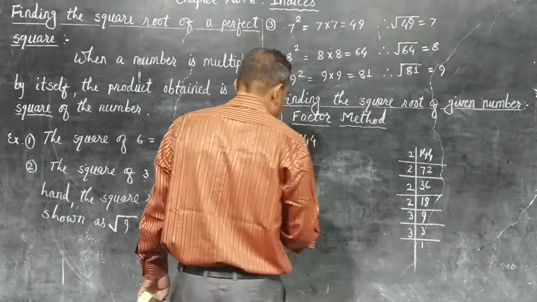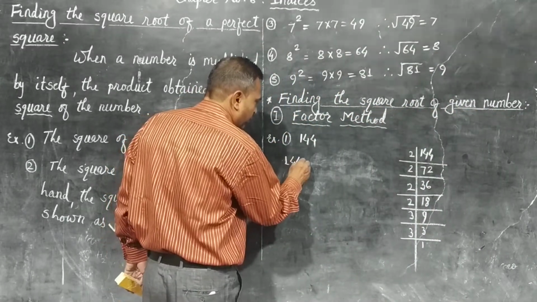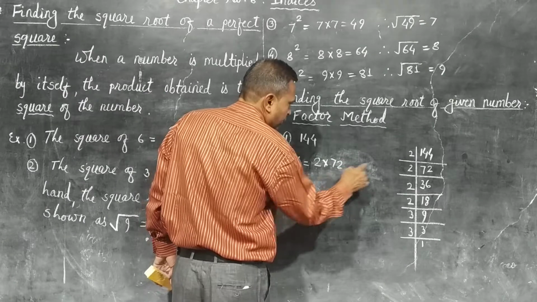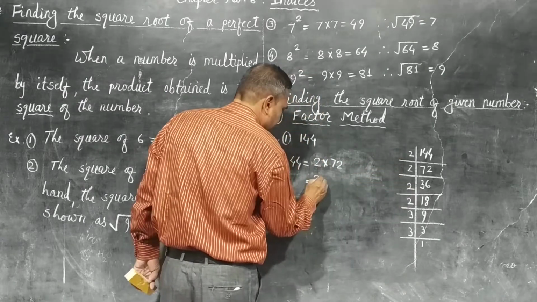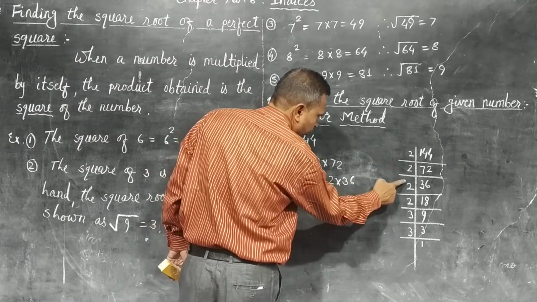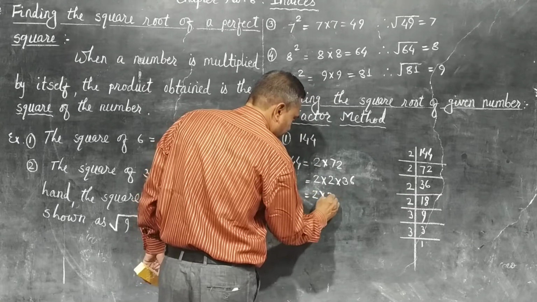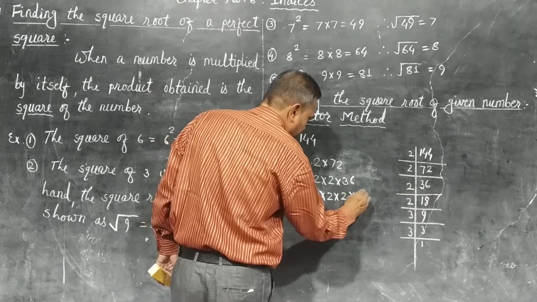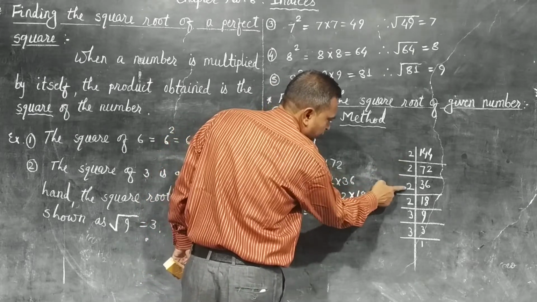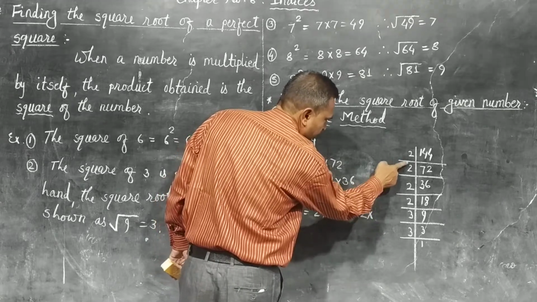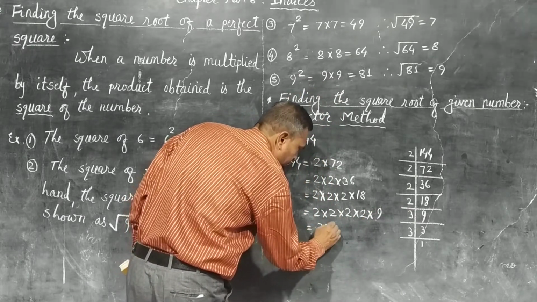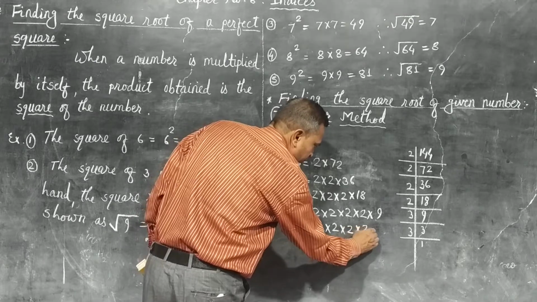Write in the horizontal way. 144 is equal to 2 into 72. Again 2 into 2 into 36. Again 2 into 2 into 2 into 18. Again 2 into 2 into 2 into 2 into 9.